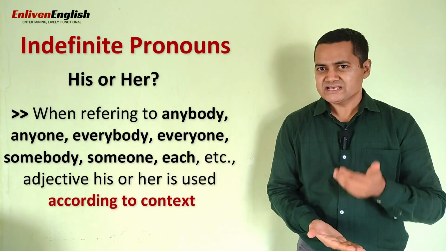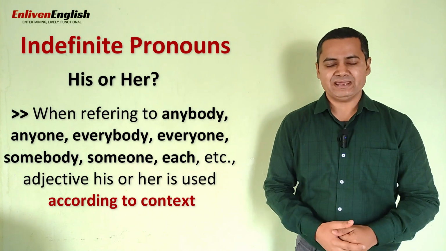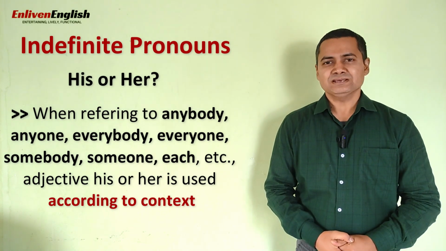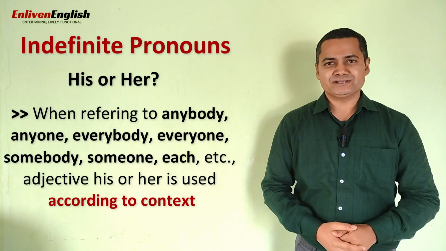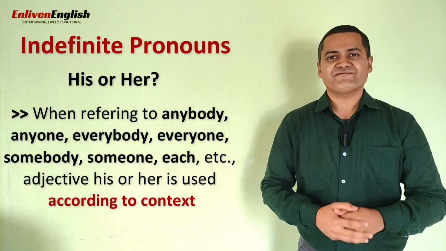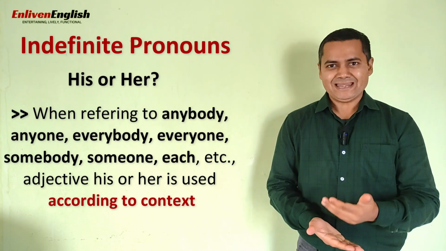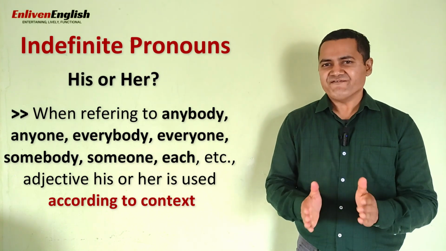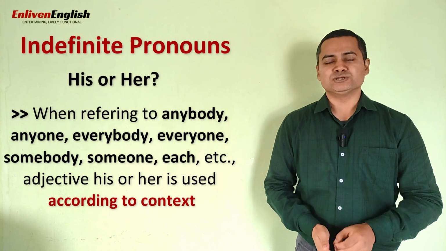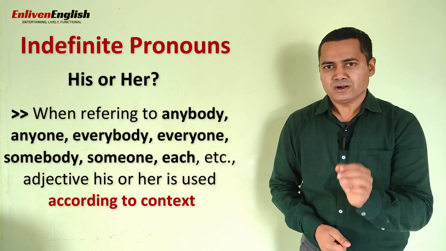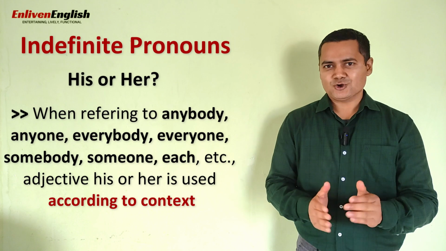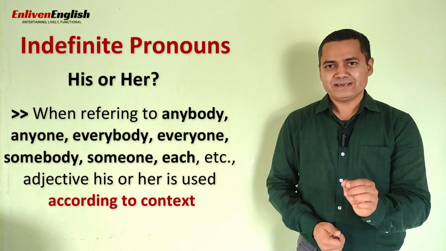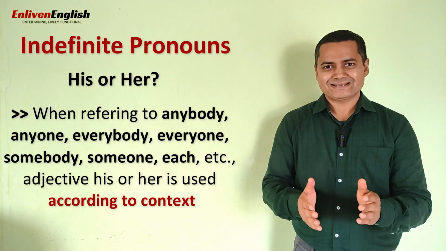The problem with indefinite pronouns arises when we have to make a choice between his or her as possessive adjectives subsequently in any sentence. For this, you can remember 2 important things. First, when referring to anyone, anybody, someone, somebody, everyone, everybody and each, the choice of his or her will depend on the context. Let's see the following examples carefully to understand this.